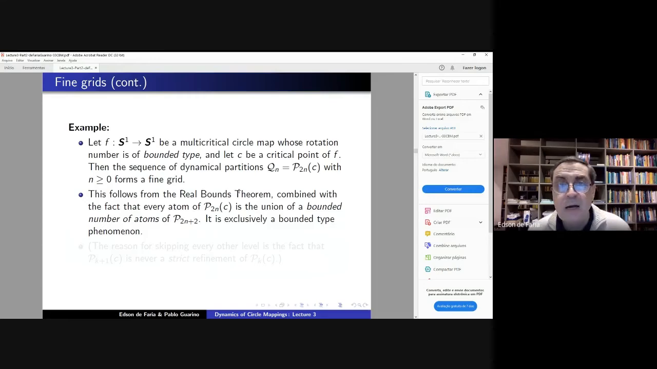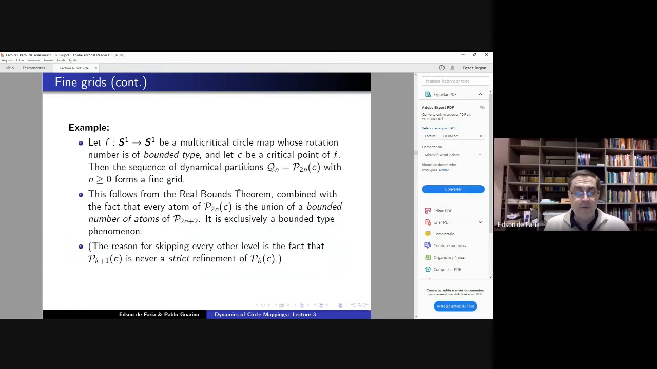This is a consequence of the real bounds that I gave you in the first part of this lecture, combined with the fact that when you have a bounded type rotation number, and you have an atom at a given level, say I_n, and you go to the next level, I_n is broken into boundedly many intervals at the next level, okay? And each one is going to be broken into boundedly many at the next level. So if you skip 2 levels, then you're still okay. You have boundedly many. So it's okay. I'm actually going to give you a more precise bound in a moment, but that's not really so important.